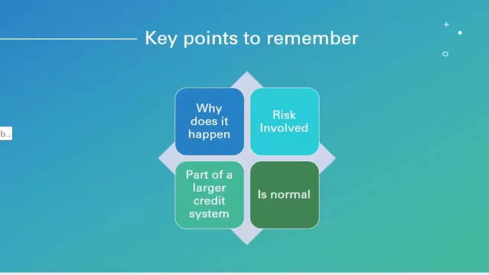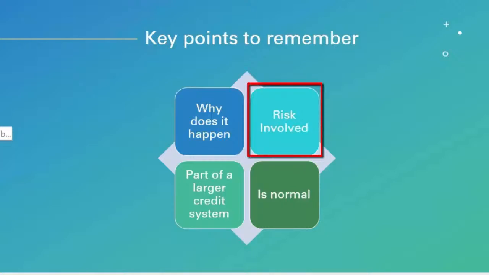Key points to remember about accounts receivable. Let's wrap this up with a few important points about accounts receivable. These are things to keep in mind for exams and for real life. Why does it happen? Businesses often allow customers to buy on credit because it makes it easier for customers to purchase. This can increase sales, which is great for the business. However, it also means the business has to wait to receive payment.